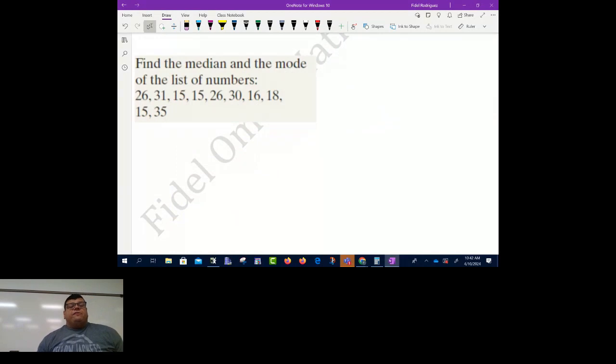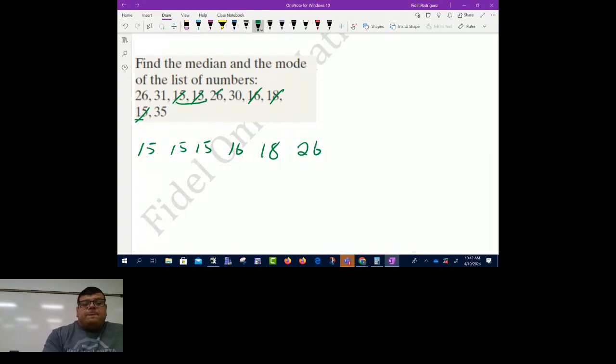All right, and so for this next one here, y'all, it says, can we find the median and the mode? So let's do it like this. If we're going to find the median, let's put the numbers in order from smallest to biggest. So look, y'all, we got 15, we got three of them. So 1, 2, 3. We got a 16. We have an 18. We got two 26s. Let's see, we have a 30. We have a 31. And finally, y'all, we got a 35.